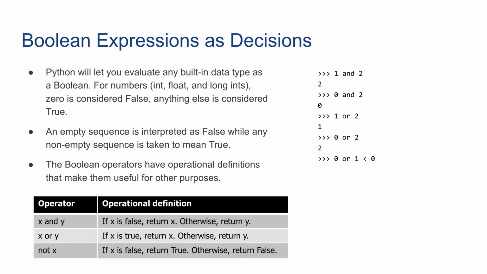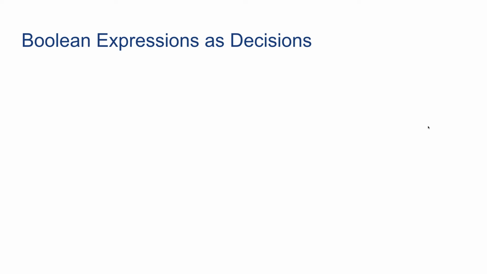And here's another example, and this time we have 0 or a Boolean expression, which is 1 less than 0. 1 less than 0 is false, so 0 or false will return the last, which is false. Here's another example regarding not. Remember, 1 is true, not 1 is false, and 0 is false, not 0 is true. Okay, so let's move on.